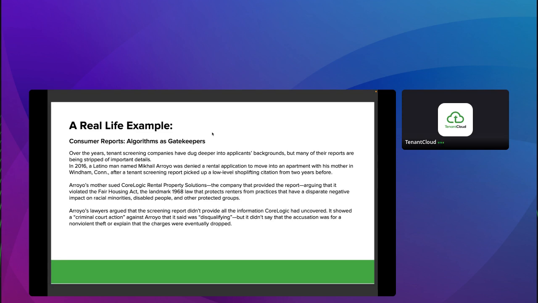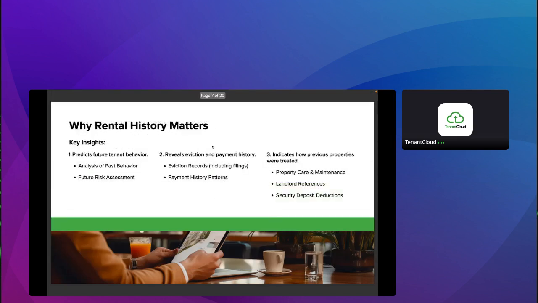They sued the screening agency that provided the report, arguing that it violated the Fair Housing Act, the landmark 1968 law that protects renters from practices that have a disparate negative impact on racial minorities, disabled people, and other protected groups. They argued that the screening didn't provide all the information CoreLogic had uncovered. It showed a criminal court action against Arroyo that said it was disqualifying, but it didn't say that the accusation was for a nonviolent theft or explain that the charges were eventually dropped. That's just a real life story.